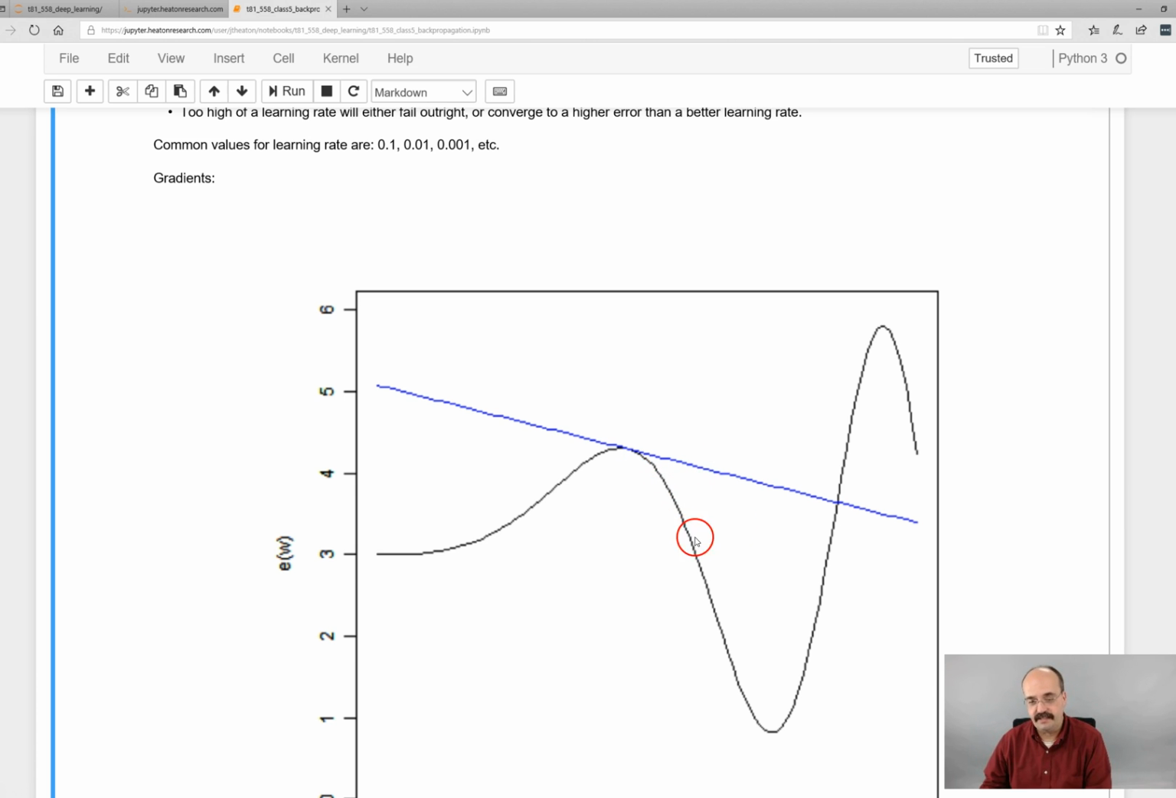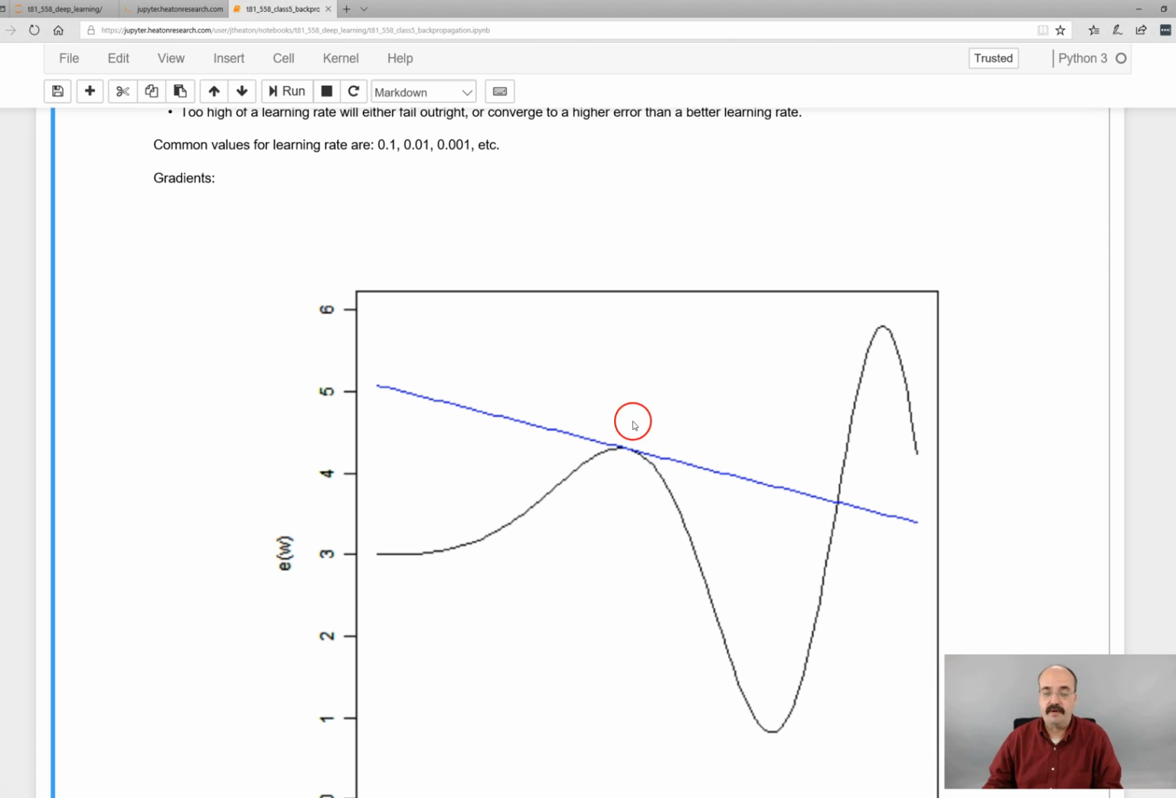You would want a positive number, so you continued on your way down. If we were right here, then the slope would be positive, but we would want to subtract one from the weight to continue along this direction. So that is classic backpropagation. It's governed by the learning rate.